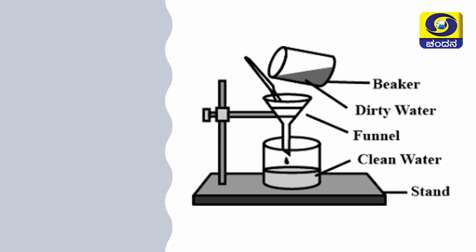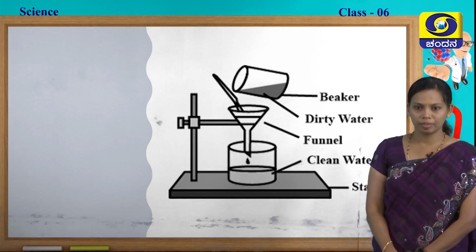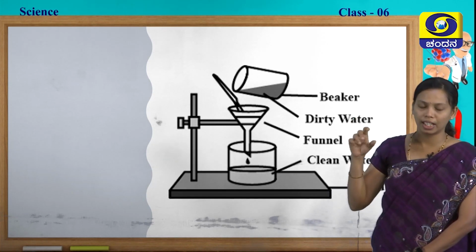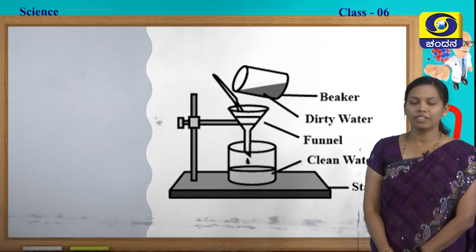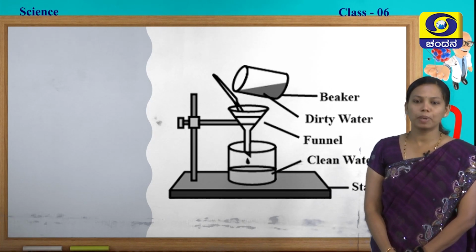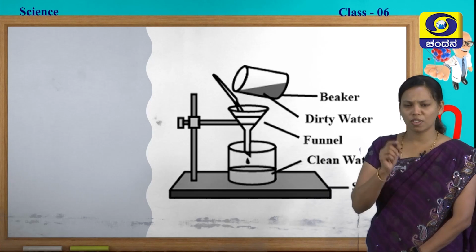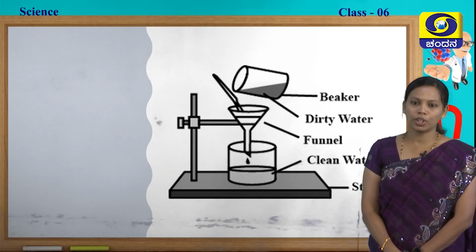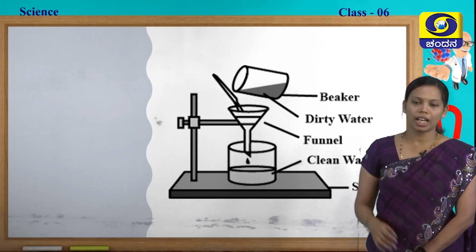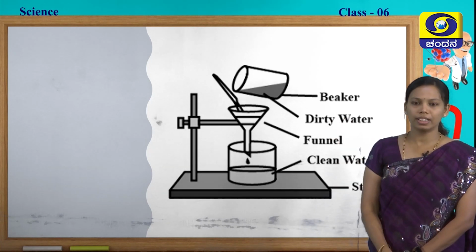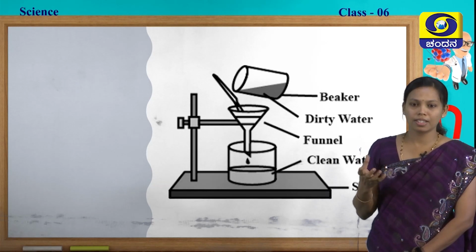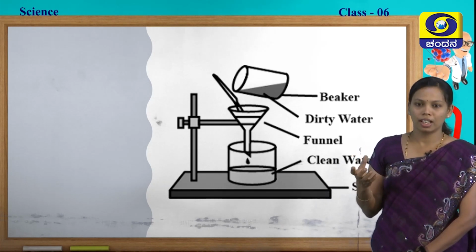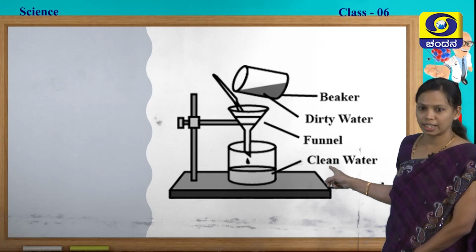First, we need to take the dirty water in a beaker and pour it into the funnel, which contains filter paper. Filter paper is paper with small pores that does not allow the solid impurities to pass through. We pour the water into the funnel. The filter paper resists all the impurities, and we can see the clear water in the beaker.